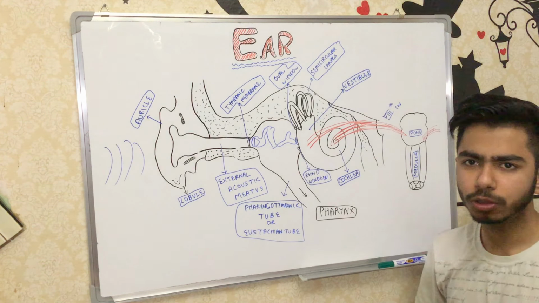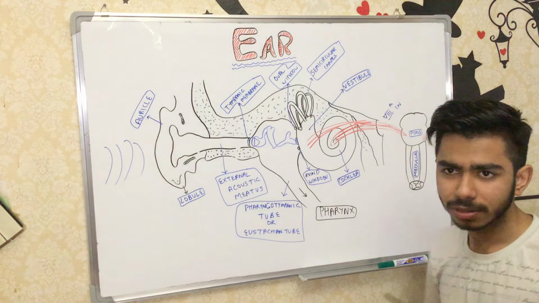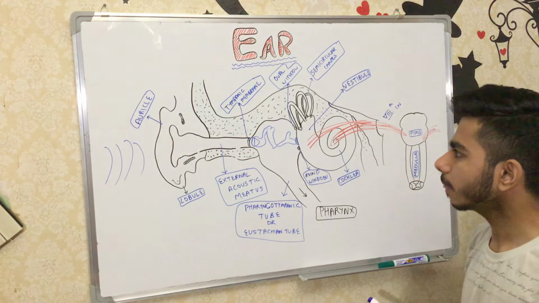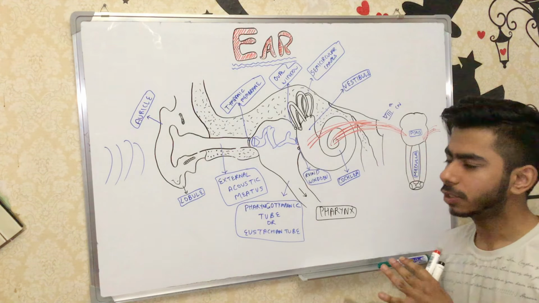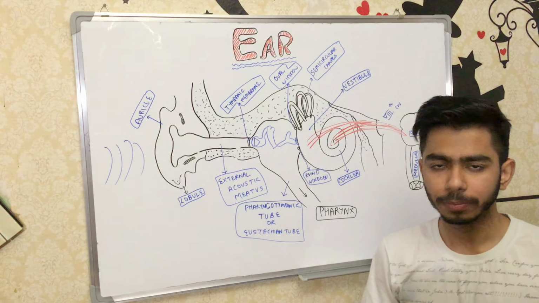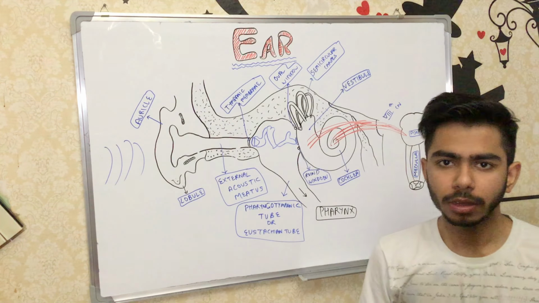Also, the facial nerve comes to the pons and helps in the physiology of hearing. So those are the points about the basic concept behind the physiology of hearing mainly.